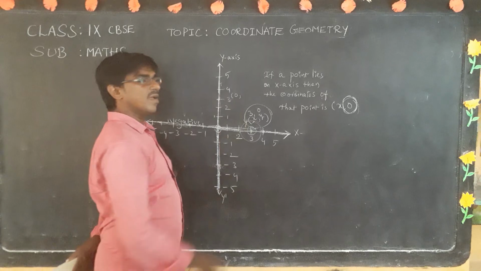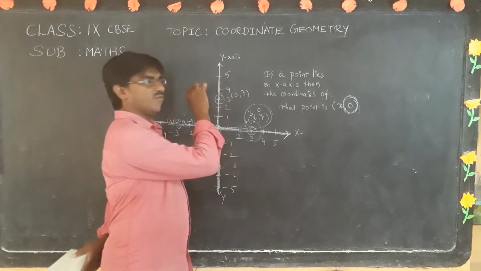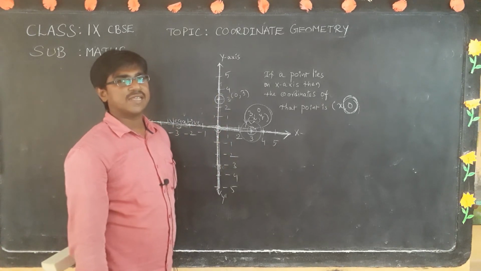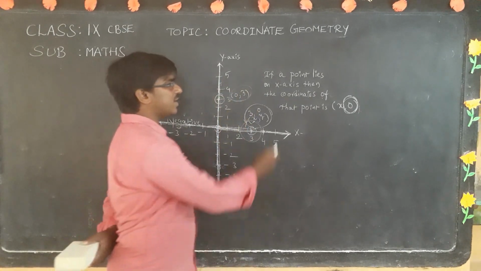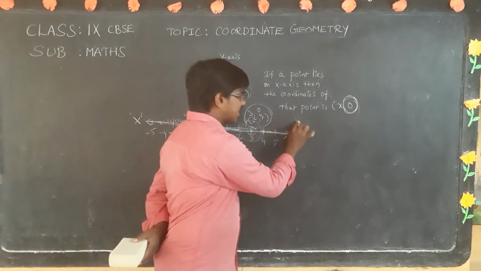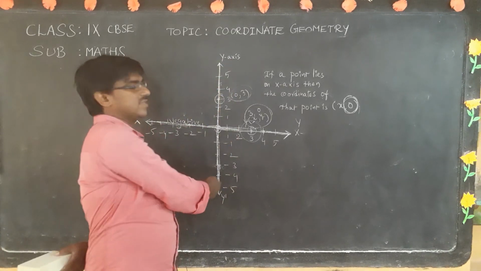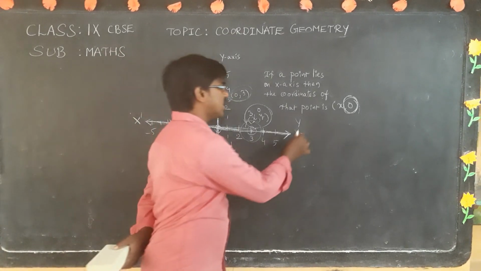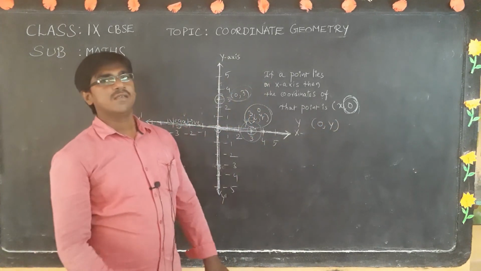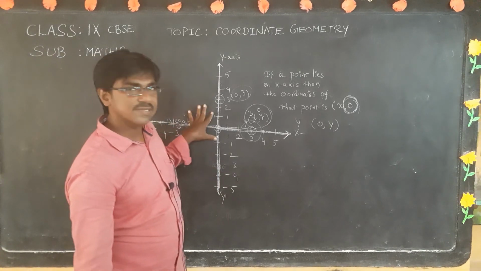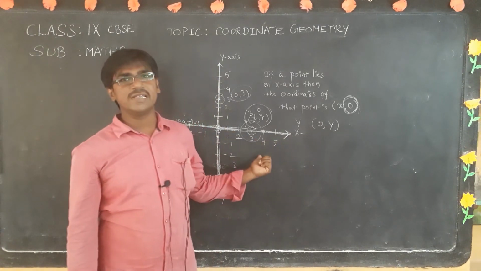In the same way, if we take a point here, what is the x coordinate? 0 will come, and what is the y coordinate? 3. So this point is lying on the y axis. Then generally we can also say, if a point lies on the y axis instead of the x axis, then the coordinates of that point are 0 comma y. Y is any number. So on the y axis, the x coordinate is 0. On the x axis, the y coordinate is 0.